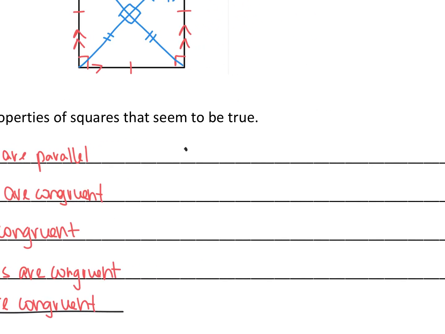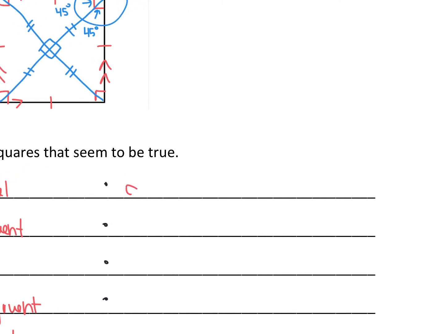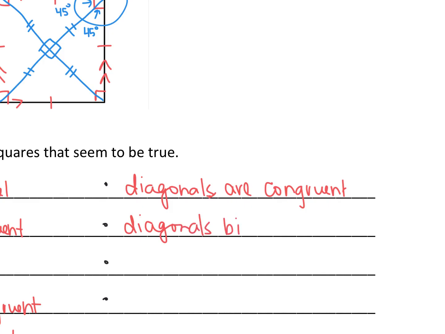So here's our 4 diagonal properties. Our first one is going to have to do with how the diagonals are the same length. Diagonals are congruent. And not only are they the same length, but they bisect each other. So they'll cut each other in half. Diagonals bisect each other.